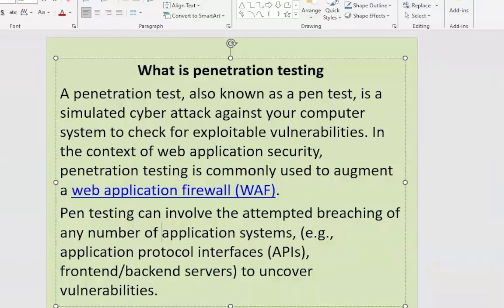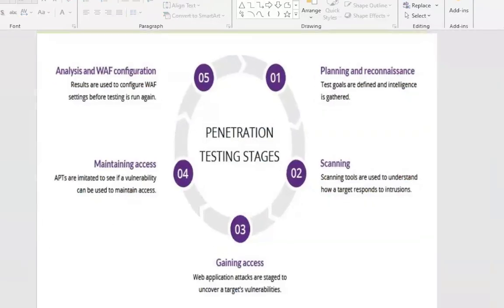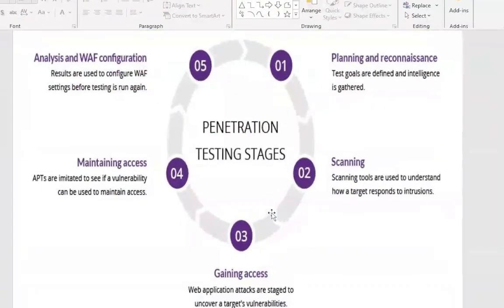Next, what are the stages of penetration testing? First is planning and reconnaissance. I have already created a video.